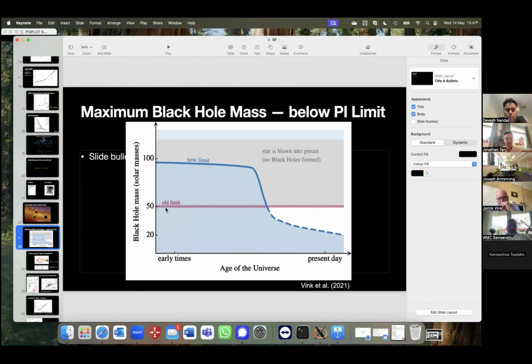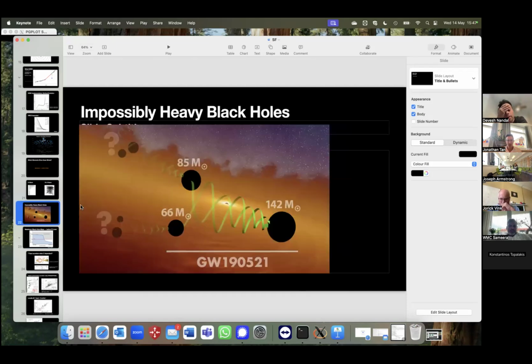Basically, prior to this event, the general expectation was that in the regime below pair instability, the heaviest black hole would be about 50 solar masses. And that is because a CO core of 37, we find it to be 36, but okay, call it 36 solar masses, will produce electron-positron pairs during oxygen burning, and then the pressure support is gone and you collapse.